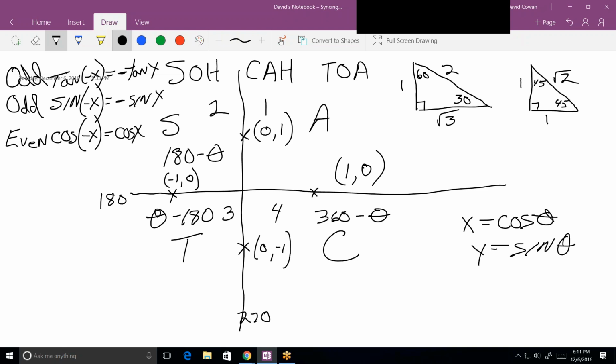In other words, notice that on the right side of the equation, these are all positive angles. On the left side, they're all negative angles. So anytime you get a negative angle, merely use this identity to turn it into a positive angle. Sometimes you need a negative sign in front, sometimes you don't.